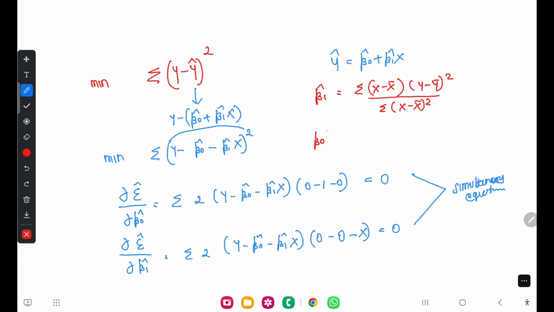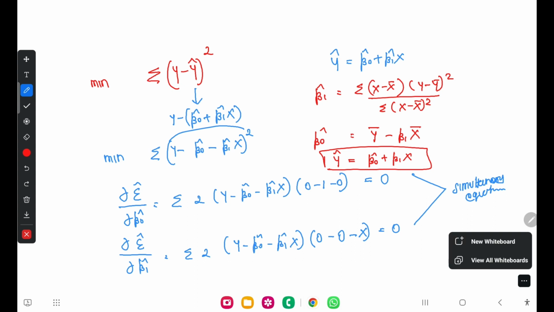And beta naught is simple. You get the mean of y minus beta 1 into mean of x. As simple as that. Since you have found beta 1 and beta naught, now you can form the prediction line, which is y cap equals beta naught plus beta 1 x based on the values which you get. Now let's go ahead and do an example and see how to interpret these values.